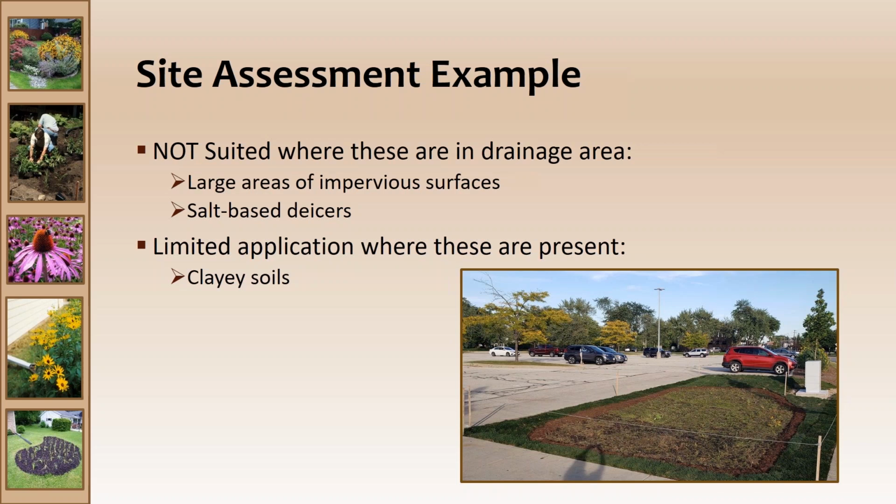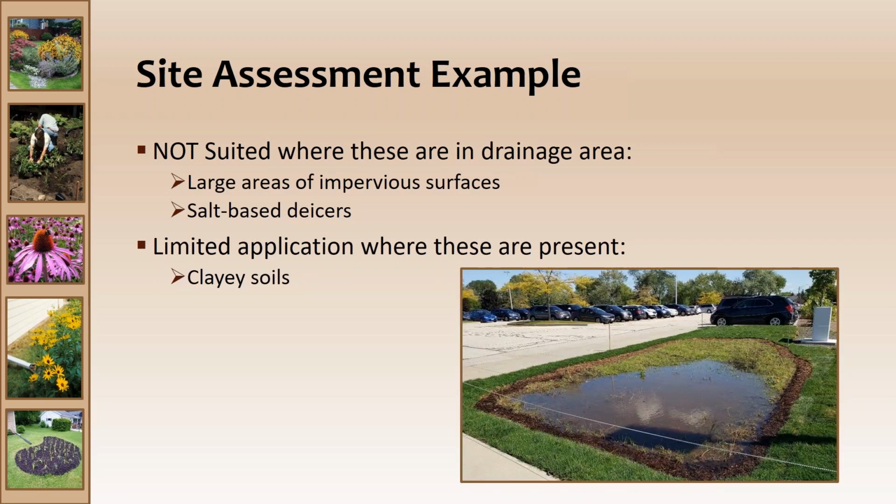But the only problem was the site really was stacked against it because it had clay soils, you have large impervious surfaces. And so the first two, the impervious surface and the salts, are something that'll eat away at the rain garden in the long term, but the clay soil kind of gets it right away. And in this case, it was pretty obvious within weeks that it would fill up with water and then not infiltrate. So the plants start to die immediately and everybody gets frustrated. So it's important to do that site assessment. That's the take-home message there.